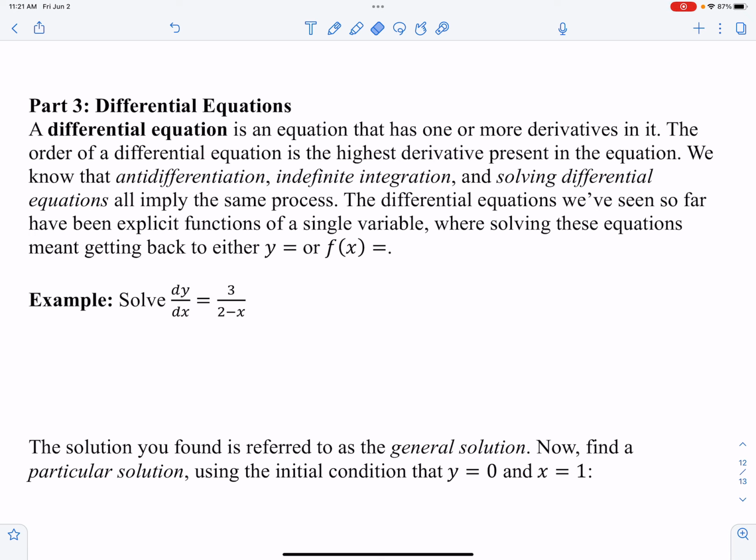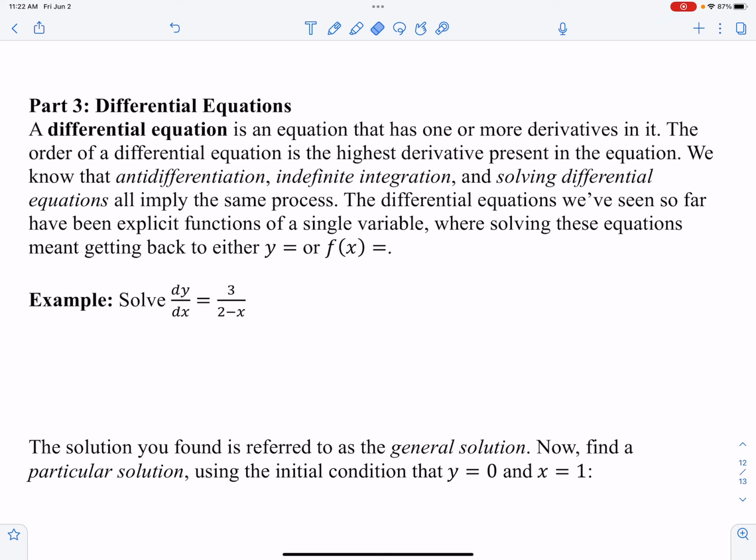So a differential equation is an equation that has one or more derivatives in it. The order of the differential equation is the highest derivative present in the equation. So an equation that has a first derivative in it would be a first order differential equation. An equation with a second derivative in it would be a second order differential equation. We know that anti-differentiation, indefinite integration, and solving differential equations all imply the same process, right? The process of finding the antiderivative.